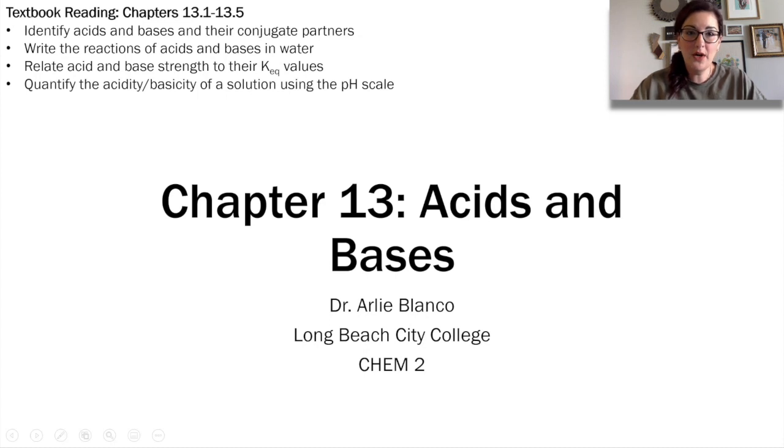So if you remember from chapter 5, when we take an ionic compound like sodium chloride and dissolve it in water, water doesn't really participate in the reaction. It doesn't change its chemical formula. It just facilitates the reaction by splitting apart the cation and the anion.